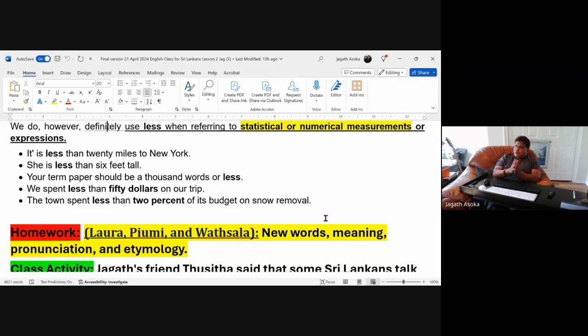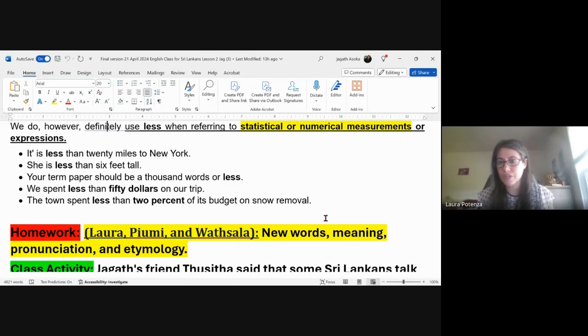Usually use less when you have a quantity like water, air. Then use the word fewer if you can count things like books, pencils, pens, people, women, men, things like that. Right? So can you just go over furniture again?